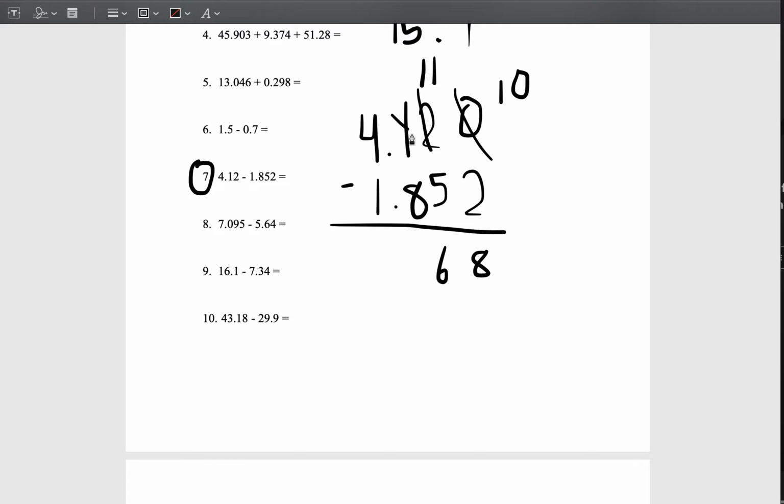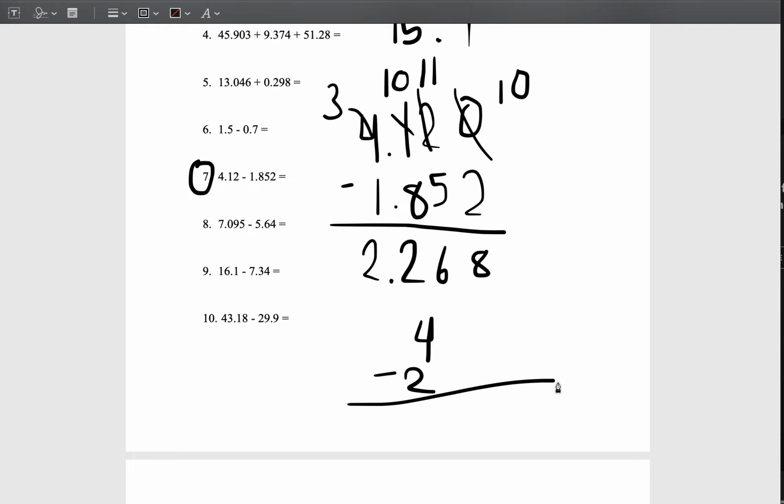Change this to a 0 because we borrowed. Put a 1 in front. Subtract by 8, which is 2. And since we borrowed from here, change it to 3, and 3 minus 1 is 2. And how many numbers are behind a decimal? 1, 2, 3. So the decimal will go right here. So the answer is 2.268. And if you're going to estimate it, 4.12 rounds to 4, and 1.85 rounds to 2. So 4 minus 2, my estimate answer will be a 2, and the exact answer is 2.268.